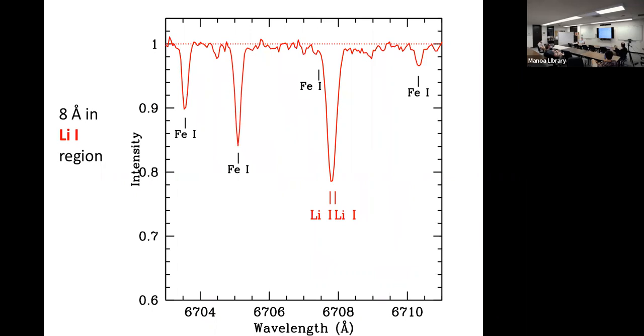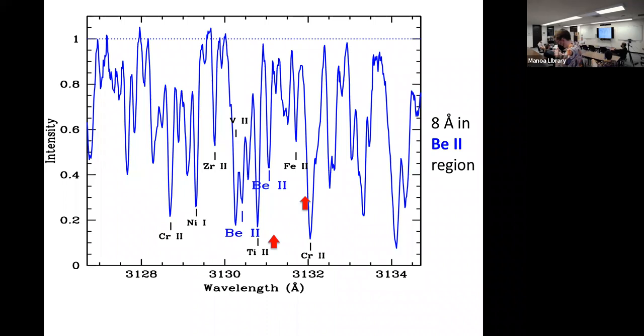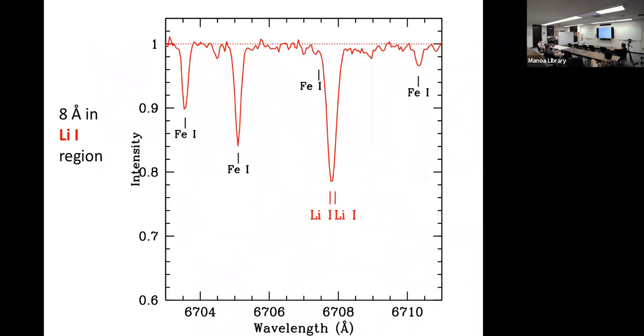Now, by contrast, this is the lithium region. So you see beryllium, this is 8 angstroms in the beryllium region, and it has an enormous number of lines messing up the spectrum. Whereas lithium is easy. There's a lithium doublet there. This is similarly 8 angstroms, and just a few iron lines to also be modeled.